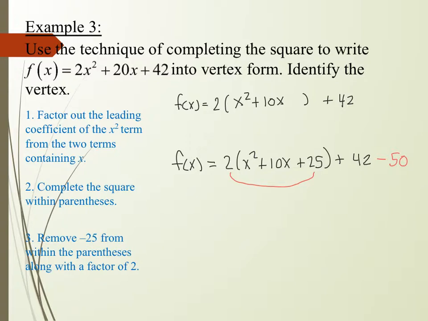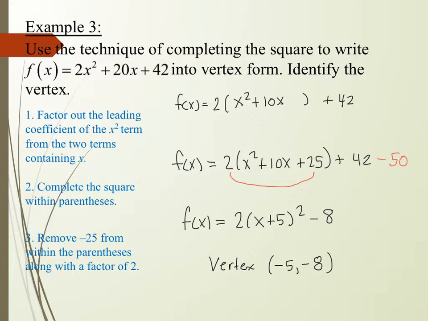So our next step, essentially, once we've done that, is the following. Now, because we factored out the 2, we can bring out and complete the square part of this form. So now we could read the vertex quite easily. So now the vertex is at -5, -8. That's it.